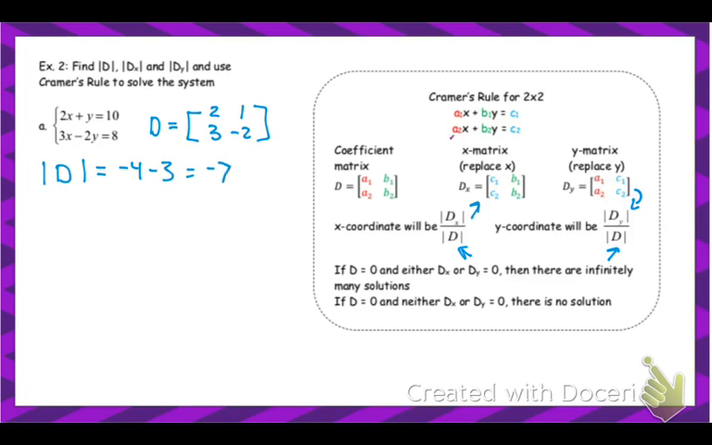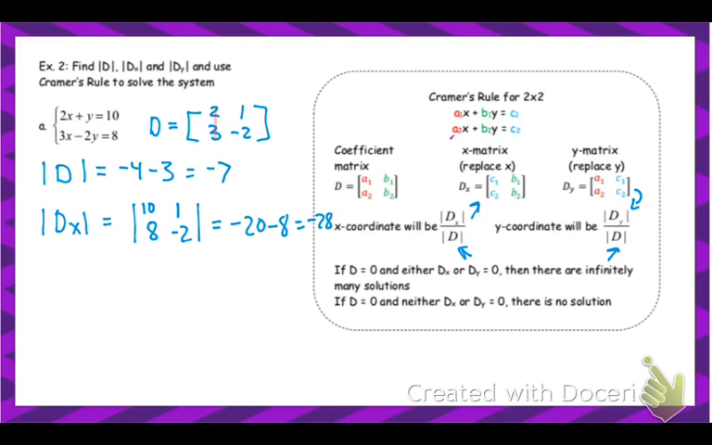Now I'm going to find the determinant of the x matrix. I'm going to take that same matrix, but I'm going to replace that 2, 3 column, which is the x coefficients, with the numbers on the other side of the equal sign. So 10, 8, 1, negative 2. Now we'll find the determinant: negative 20 minus 8, negative 28.